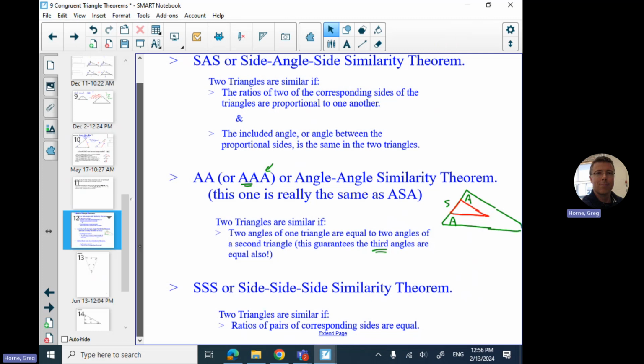And then side will be the same as before, except we're talking about all three ratios of corresponding sides. Okay, so that's the idea of it.